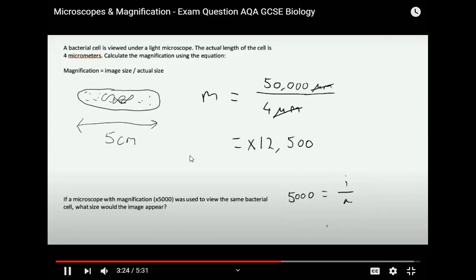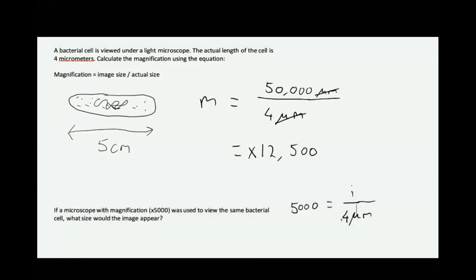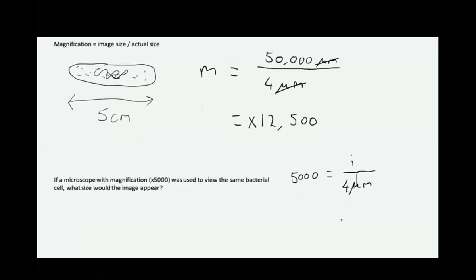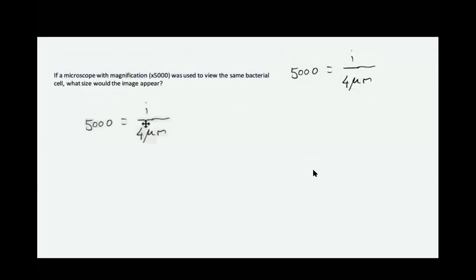The cell is still the actual size that we had previously. We're told that the actual size of the cell is 4 micrometers. Okay, this question will again show you the need for correct units. So I'm just going to scroll down like so. And actually, let's just move this over so we have a bit more room. There we go.